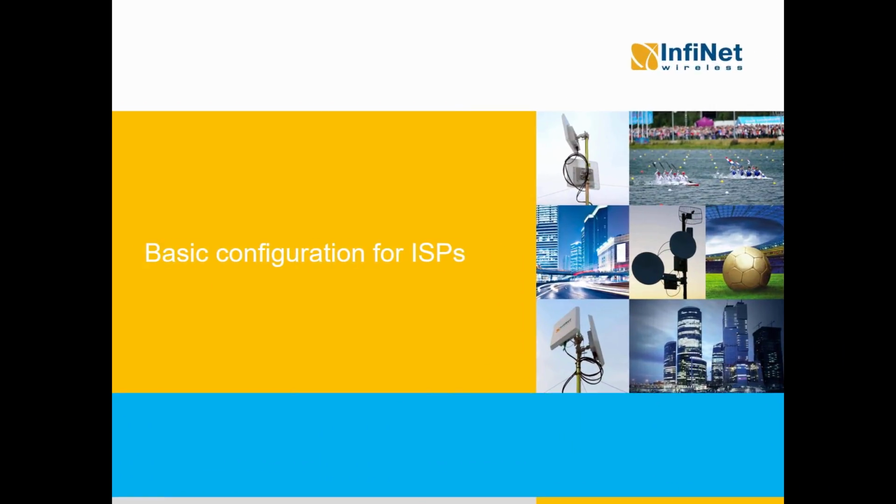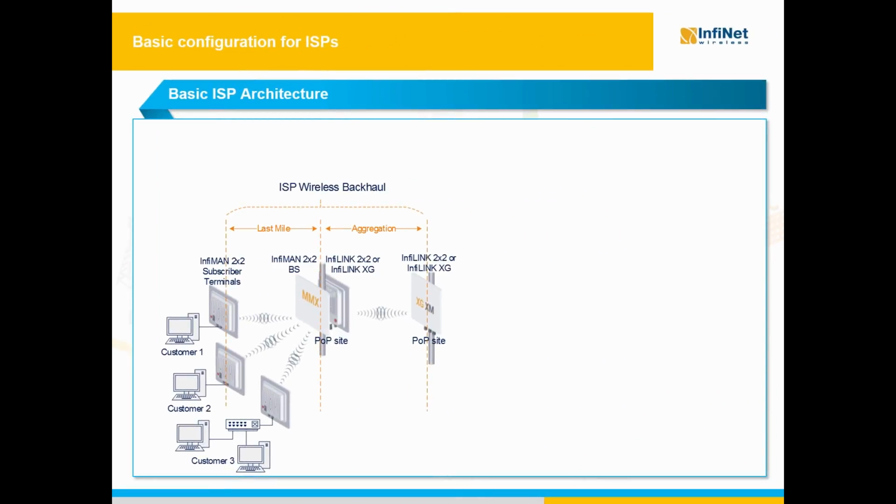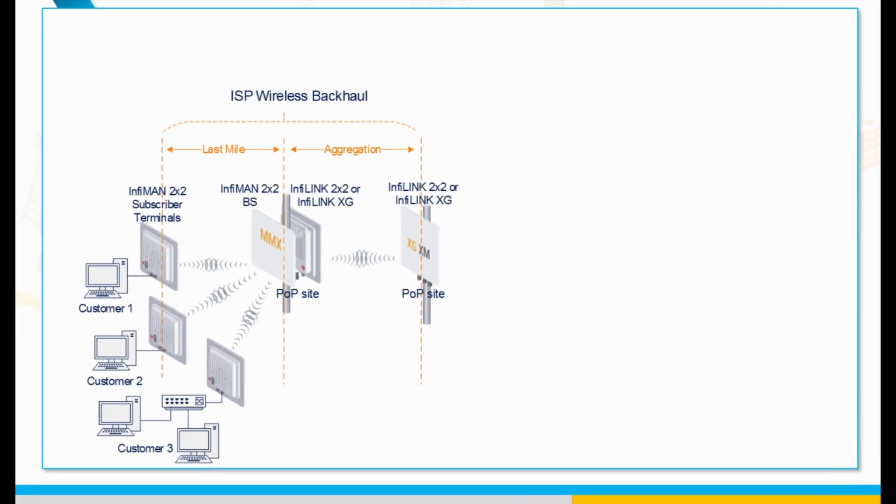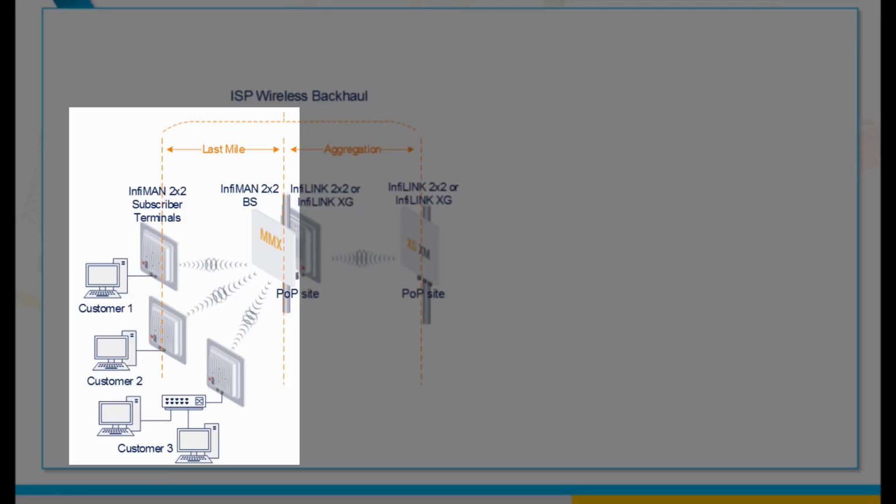In this video, we will describe the configuration of a basic wireless network topology that is commonly found in the Internet Service Provider's network. The basic ISP network architecture will be first introduced. A wireless backhaul implemented using Infinet Wireless units is represented in the picture. The last mile segment of the backhaul is directly connected to the end-user equipment, and it is commonly set in a point-to-multipoint topology to aggregate the traffic towards the POP sites.